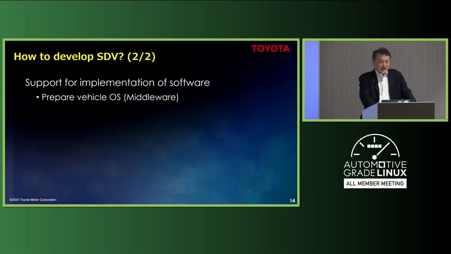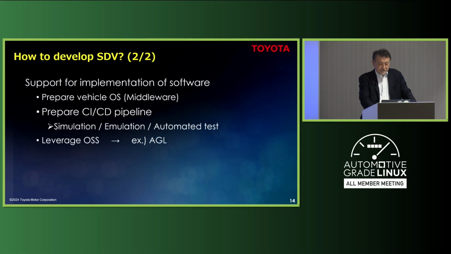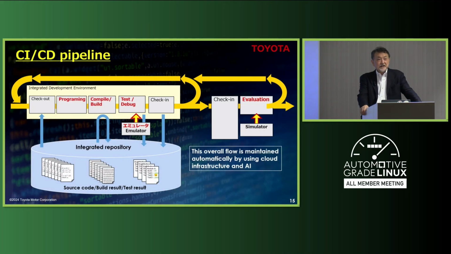And then we have to make those software features and design the software from an earlier stage. We have to introduce a CI/CD pipeline, or probably we have to leverage open source software like AGL. Otherwise, we may not be able to catch up with those tons of lines of software source code from scratch each time. And then we introduce simulators, emulators, and so on in the pipeline. So that's quite new in the auto industry.